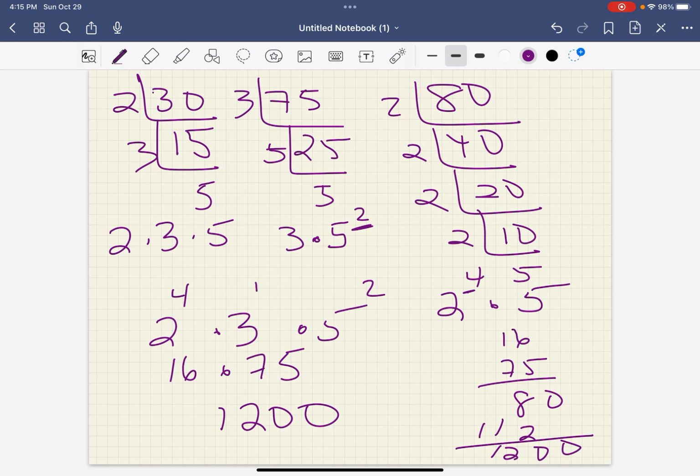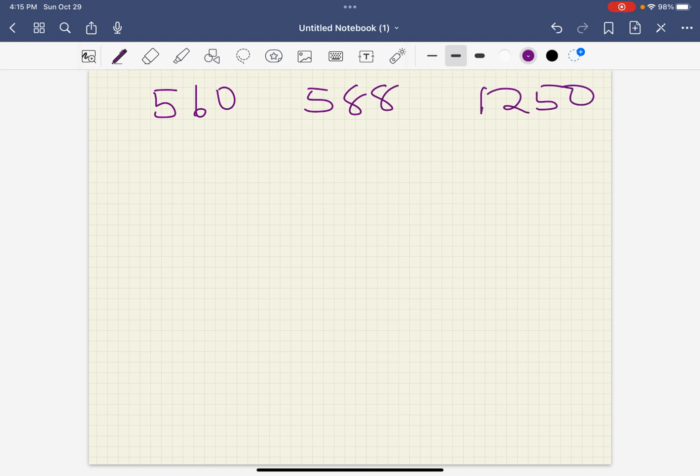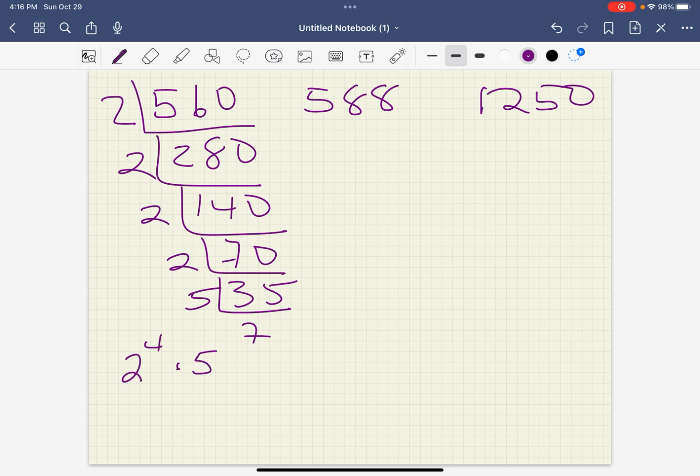Oh gosh, now we have some really big numbers. Hopefully you never have fractions that have these denominators. 560, 588, and 1250. Okay, so 2 goes in here, 280. 2 goes in here, 140. 2 goes in here, 70. 2 goes in here, 35. And that's 5 times 7. So that's 2 to the 4th times 5 times 7.